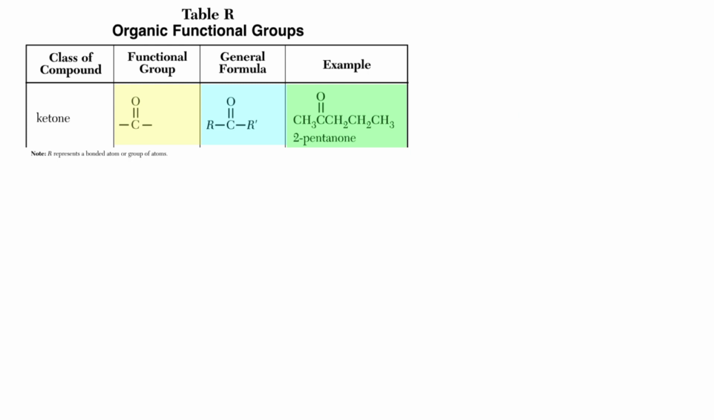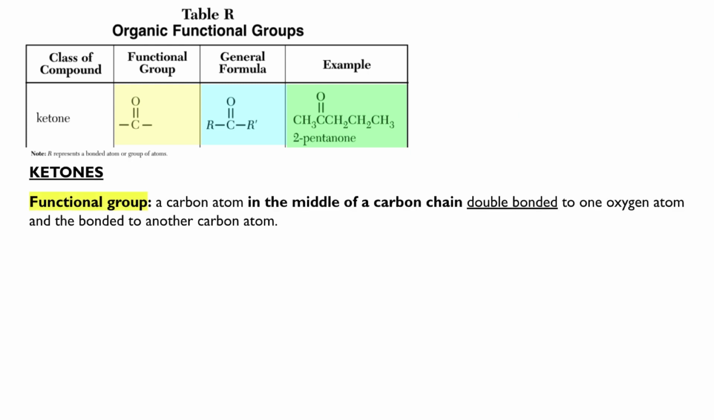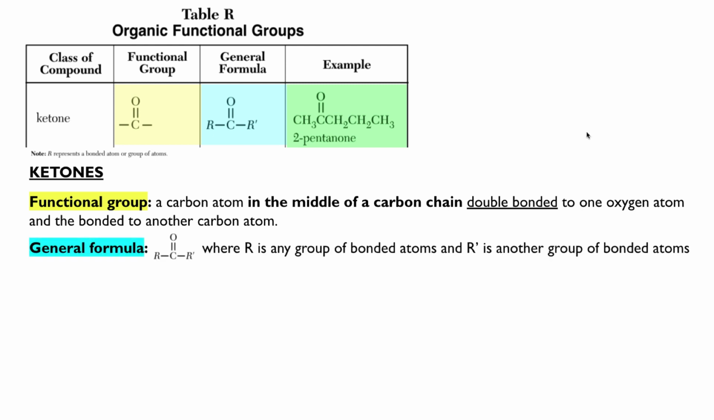Let's look at a ketone. So the difference for a ketone is that the carbon atom is in the middle of a carbon chain. That carbon atom is double bonded to one oxygen atom and then bonded to another carbon atom. Our general formula of a ketone is very similar to our general formula of an aldehyde, but now I've got that carbon bonded to an R prime instead of an H on the other side.